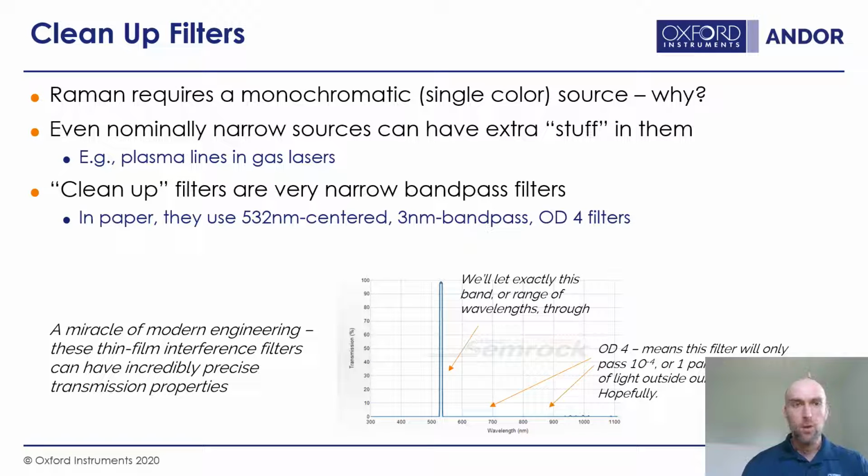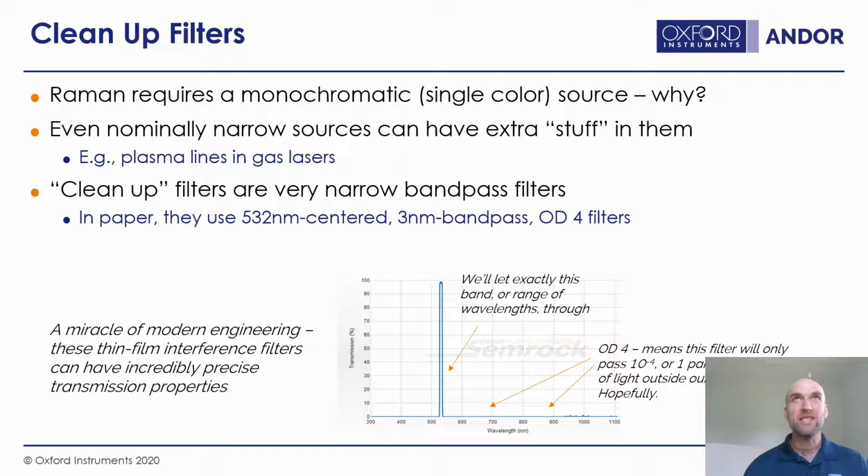So what cleanup filters do is they clean up the signal that goes in. We want just this narrow spike of wavelengths going in there. In this paper, they use a 532 nanometer center. That's where that emission is, and we're going to just let that through, with a 3 nanometer bandpass, or 3 nanometer spectral width. That doesn't mean that the filter itself is 3 nanometers thick. That would be very difficult and easy to punch out if you're not careful handling it. Even if you are careful, a gust of wind would do it.